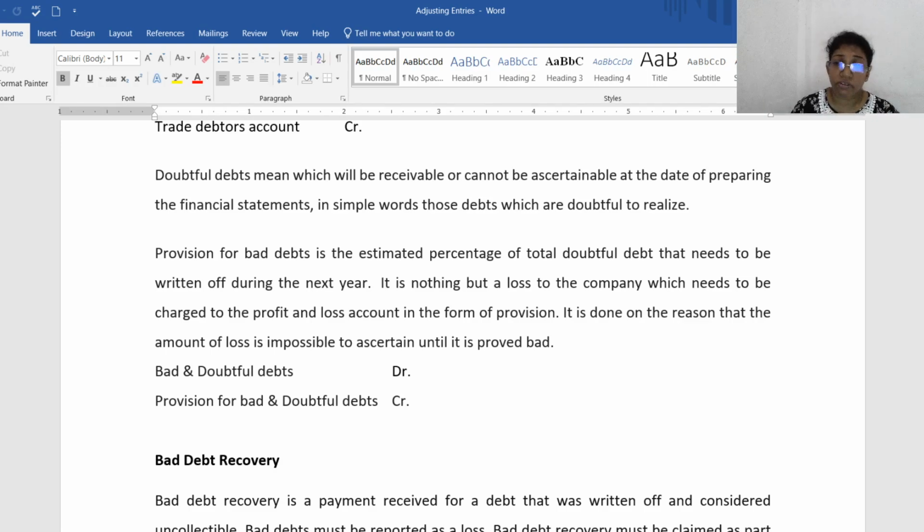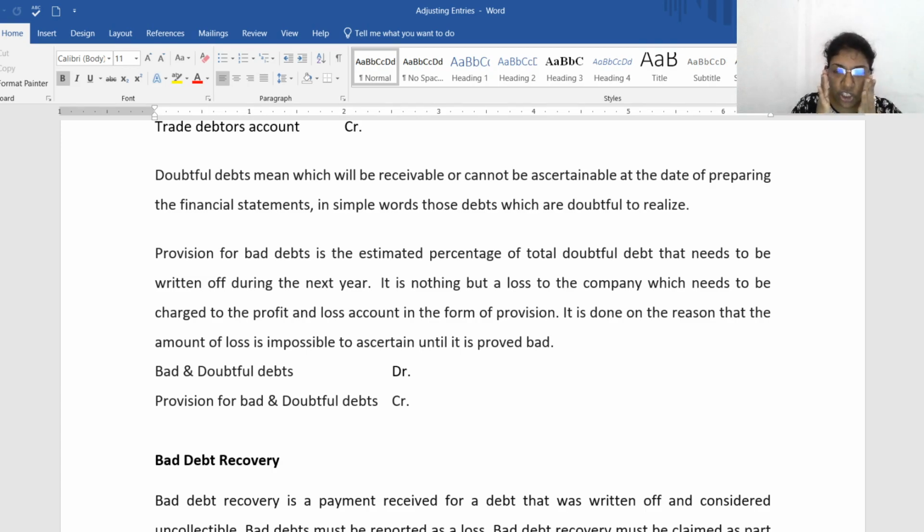Why are we going to provide it? Because we cannot foresee, right? Until it will be bad, and until we are pretty sure that this debtor will not pay us. So the double entries, we are going to debit the bad debt and we are going to credit the provision of bad and doubtful debt.